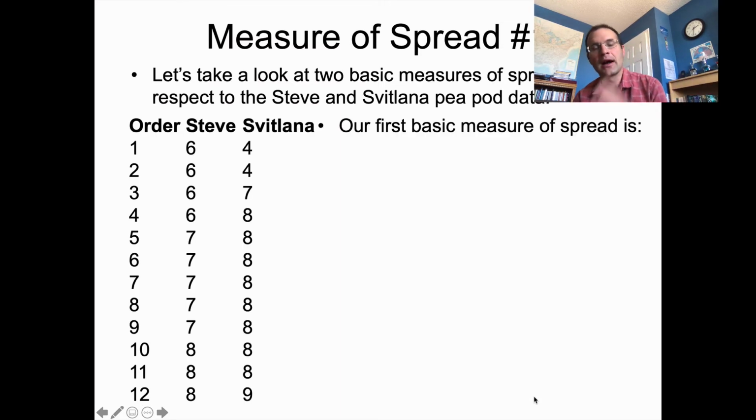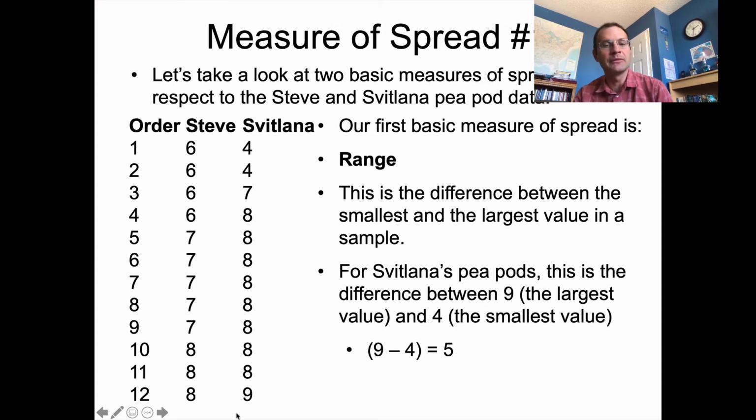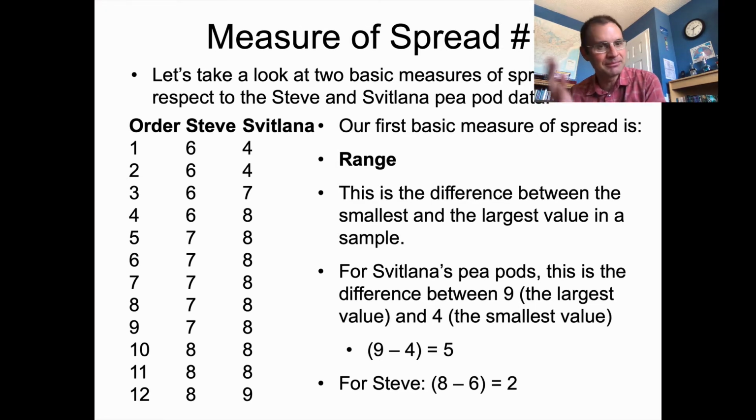Let's go from the low end to the high end and see what the difference is between the high and the low end in terms of the actual value of the variable, and that's my range. It's the difference between the smallest and the largest value in a sample. For Svetlana's p-pods, we're going from 9 at the high end to 4, so the actual range is 5. You can think of it as ranging from 4 to 9, but if you spit out a specific value for range in R, it'll give you 5. And for Steve, it ranges from 6 to 8, and that's a difference of 2. So that's pretty straightforward: maximum minus the minimum for range.